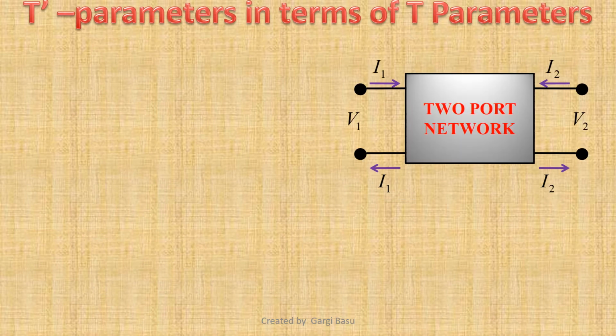Now let us establish interrelationships between inverse transmission parameters and transmission parameters, or simply called T parameters. When we describe our two-port network using transmission parameters, we express the input port variables V1 and I1 in terms of output port variables V2 and I2.